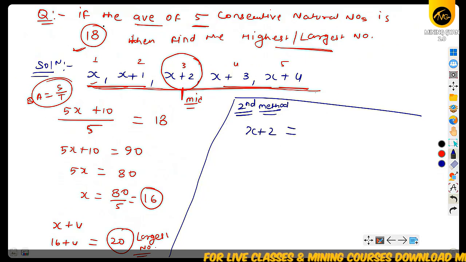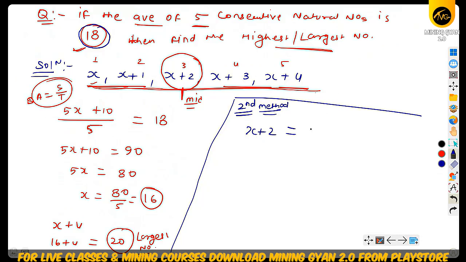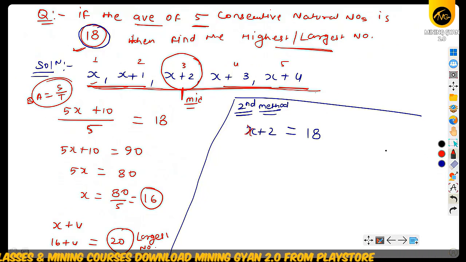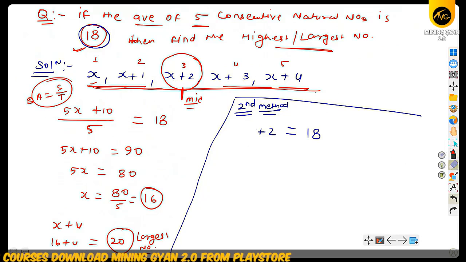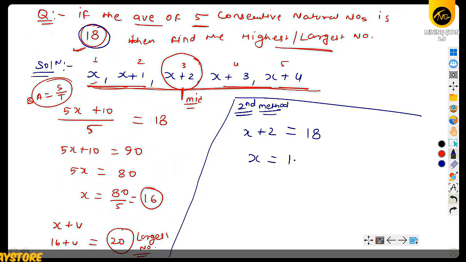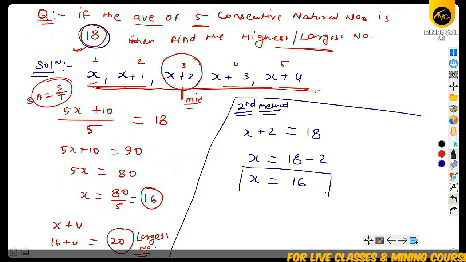Now, what is the average of 5 consecutive natural numbers? This is basically 18. Now, x plus 2 is equal to 18. Basically this is the shortcut method, so just follow the method. Now, x plus 2 is equal to 18. Now, x is equal to 18 minus 2, and the value we will get, x is equal to 16.